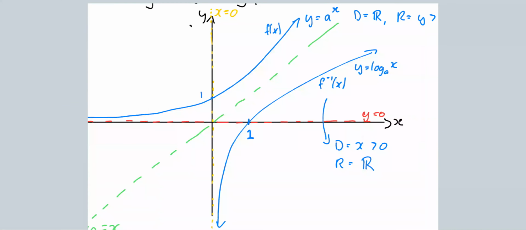For the domain, as long as it's above 0, I will eventually find the line if I go up and down. But below 0, including 0, I will not find the line. So the domain and range have also flipped, which is basically what an inverse function does.